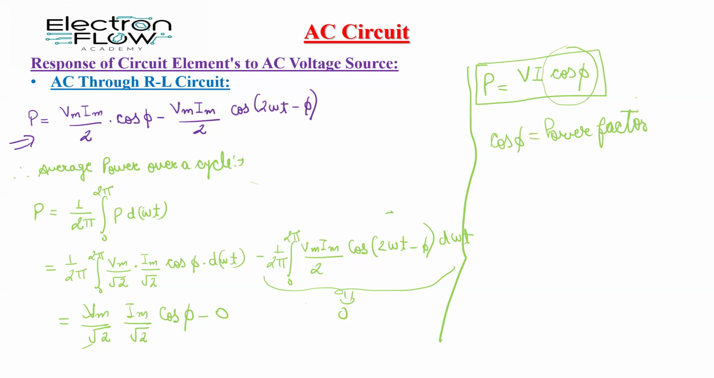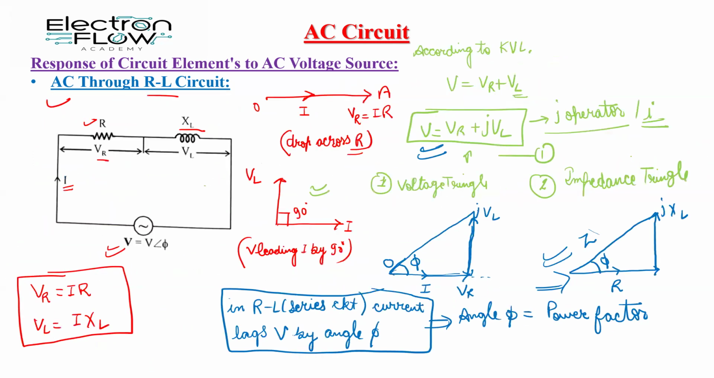And the angle phi here is called the power factor angle of the circuit. So this is how the pure resistance connected in series with the pure inductance, or the series RL circuit, can be explained in this way.